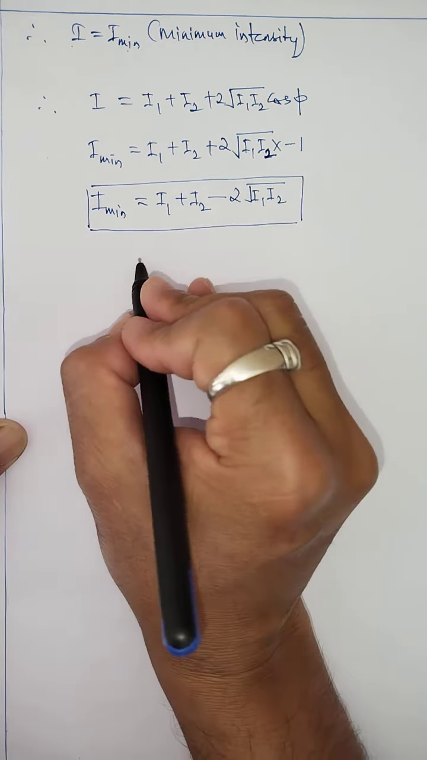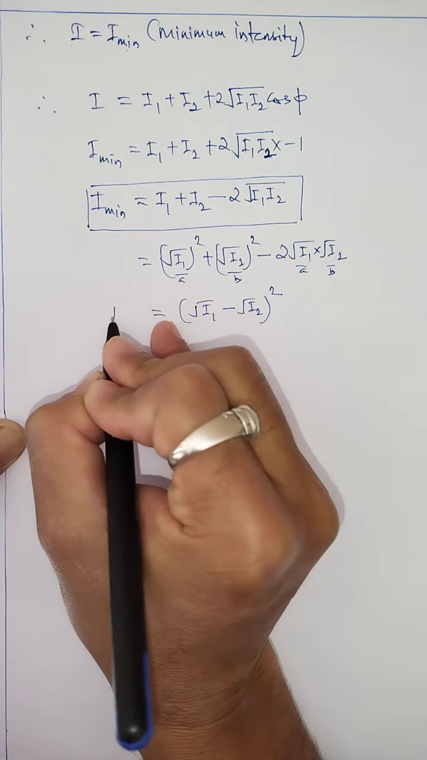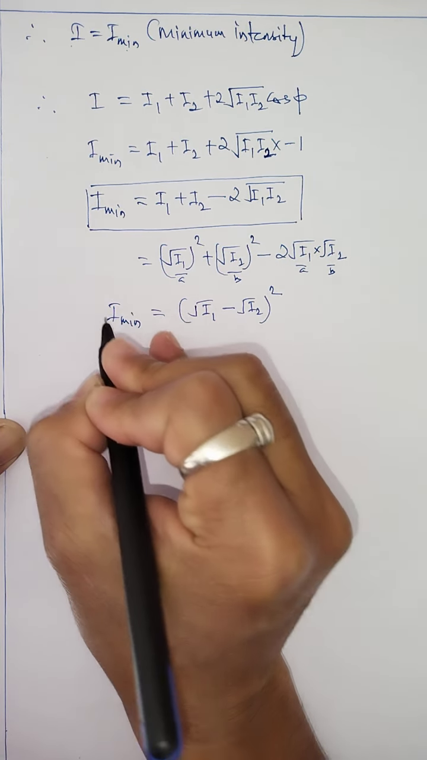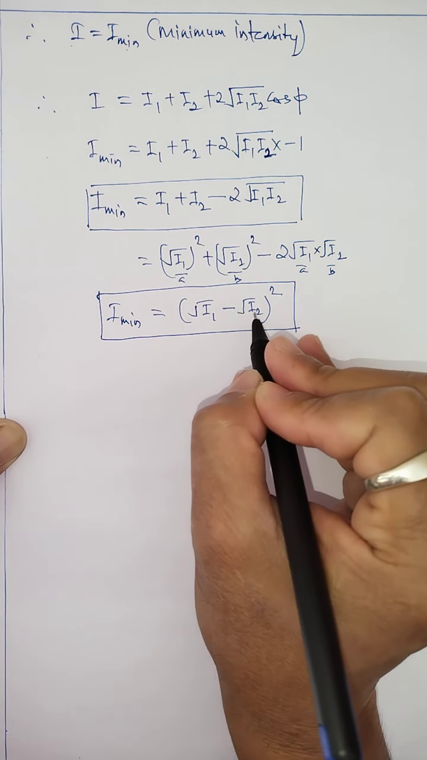Now the reason I am writing it again, as I said, is that if I consider this is A and this is B, then this is in the form of A square plus B square minus 2AB. You know what the formula is? A minus B whole square. So I minimum is now equal to square root of I1 minus square root of I2 whole square.